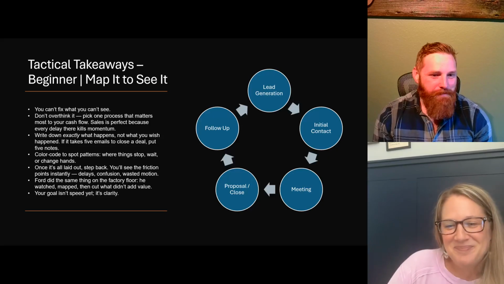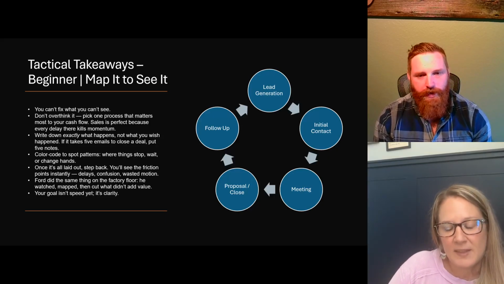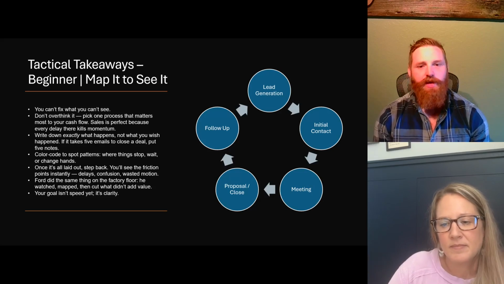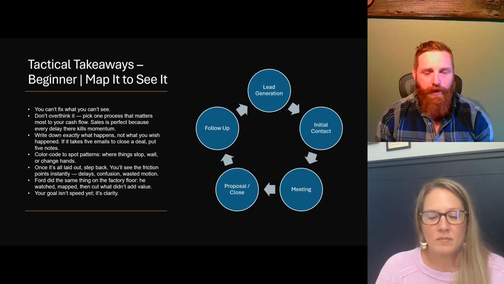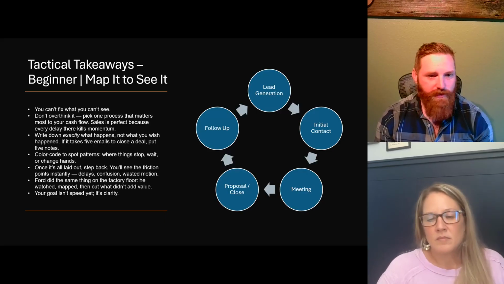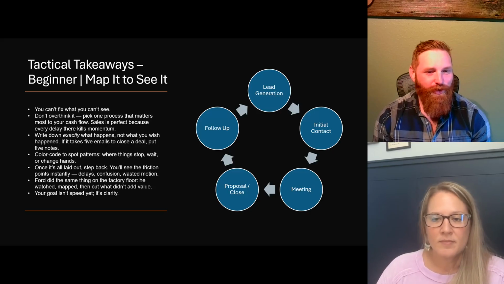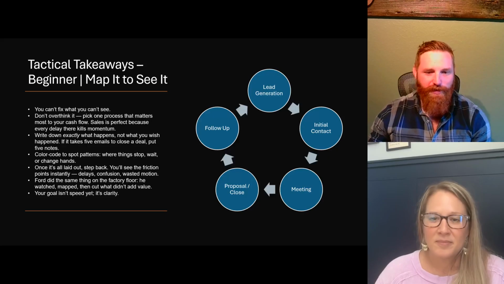All right. So Ford did this all the time. If you read his autobiography, every single decision he makes has a process to it. And that's eventually how he became one of the most recognized names in the world. And you said this earlier, your goal isn't speed, it's clarity. So I think that's a fantastic point.